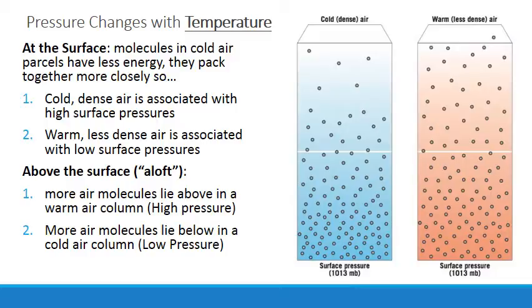Note that this is just the opposite of the surface. Cold air usually exerts higher pressure than warm air at the surface. But when we get to the upper conditions, remember this figure with the line drawn halfway up the warm and the cold columns. The warm column has more molecules above the white line, so it has a higher pressure. The cold column has fewer molecules above that white line. So when we talk about above the surface, aloft, it has lower pressure.